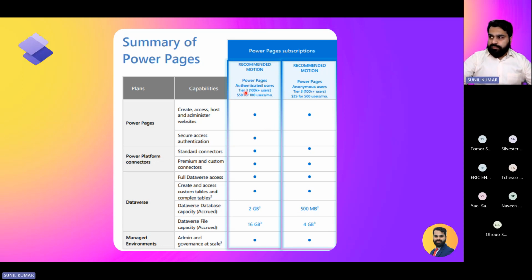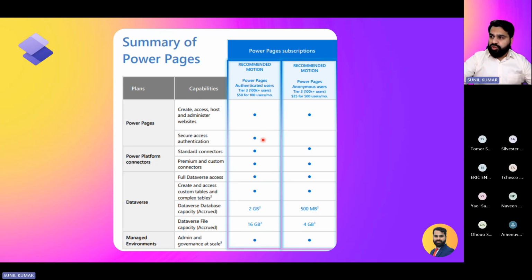What is the difference? First of all, cost is different, right? Second is whether you can create, access, host, and administer websites. Yes, both licenses provide that. Secure access authentication: definitely, the authenticated user license would provide that, right?